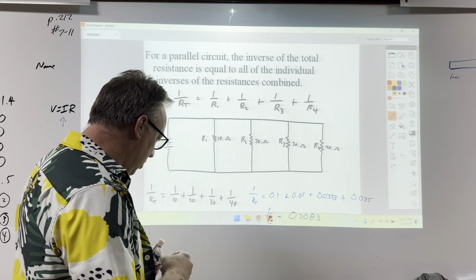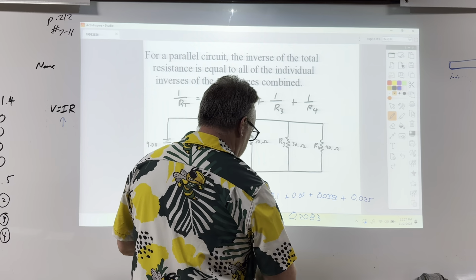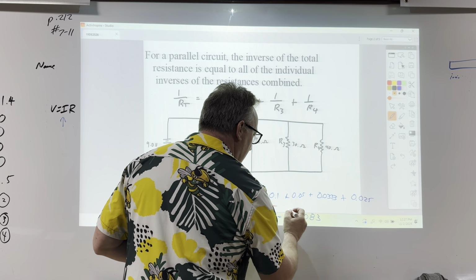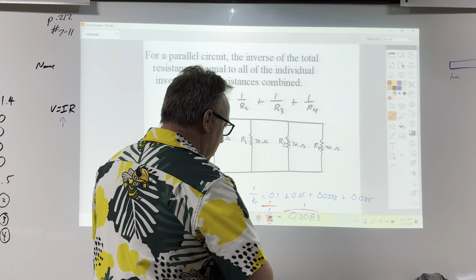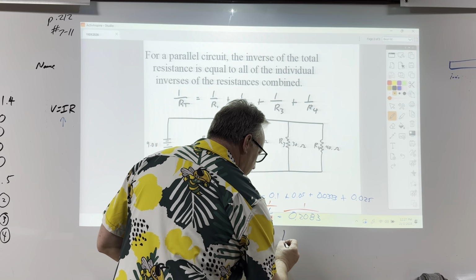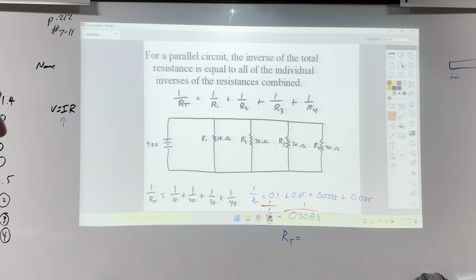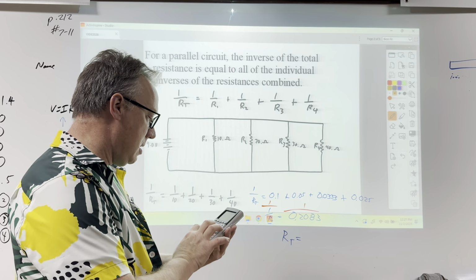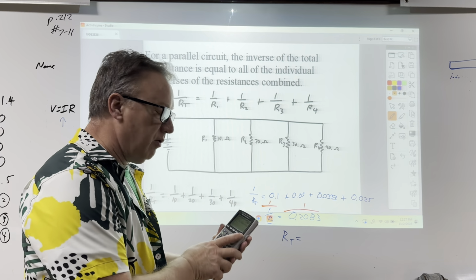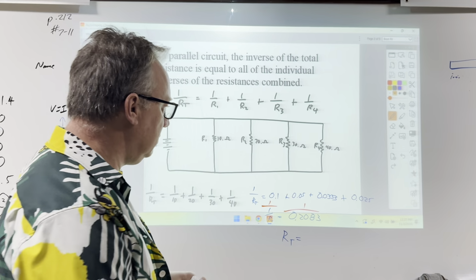Now, take the inverse of both sides. So the inverse of that and the inverse of this is RT equals... Now I can invert that. I can take 1 divided by 0.2083, and I get 4.8, which is what I had before.